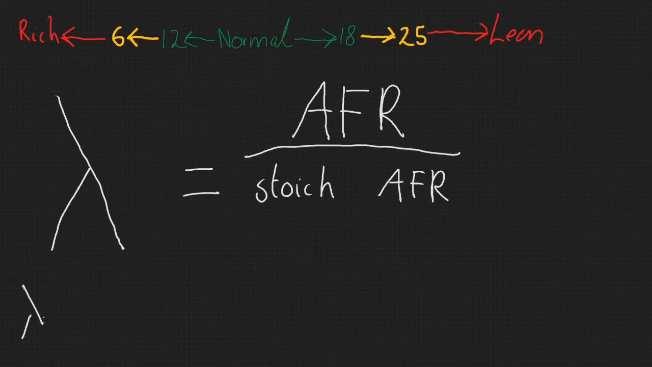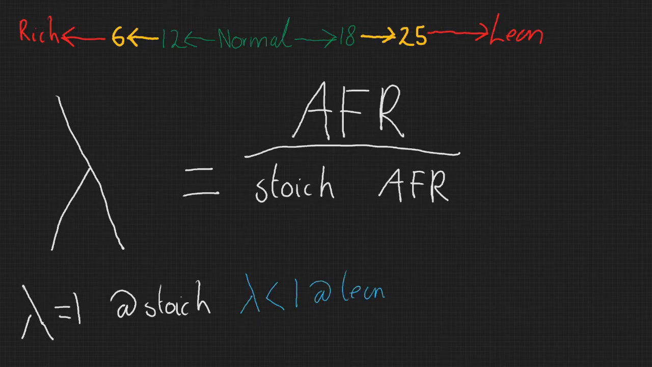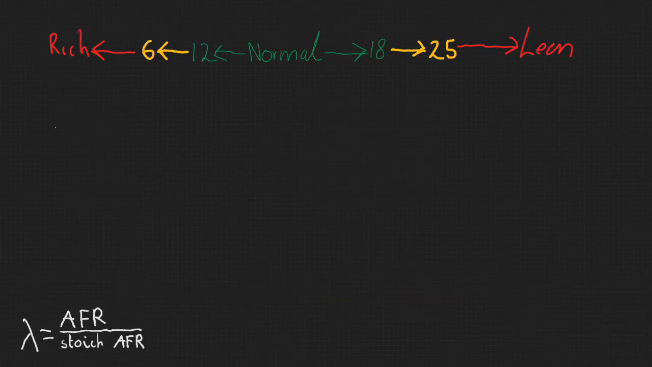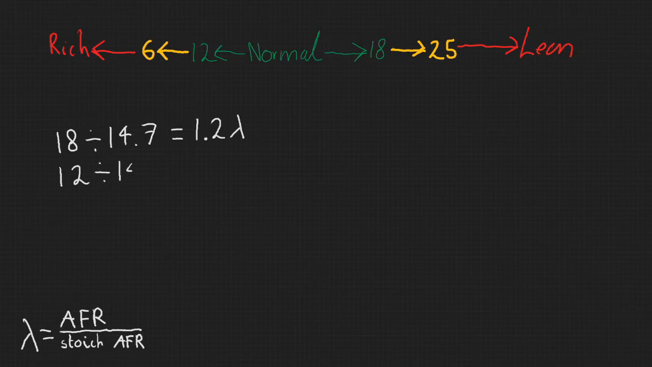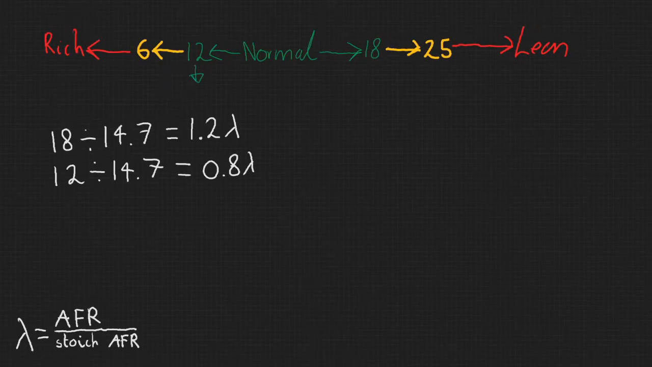What this means is that at stoichiometric conditions, lambda is 1. For rich conditions, lambda is less than 1, and for lean conditions, lambda is greater than 1. If we go back to the acceptable ranges for gasoline AFR, we can convert the 18 into lambda by dividing by 14.7, which gives a lambda of 1.2, and convert our AFR of 12 by the same method, divided by stoichiometric 14.7, to lambda 0.8. Therefore, the normal range is between 0.8 and 1.2 lambda.